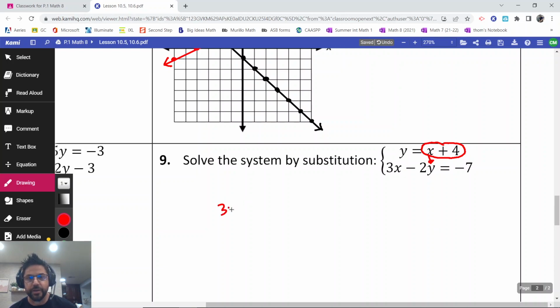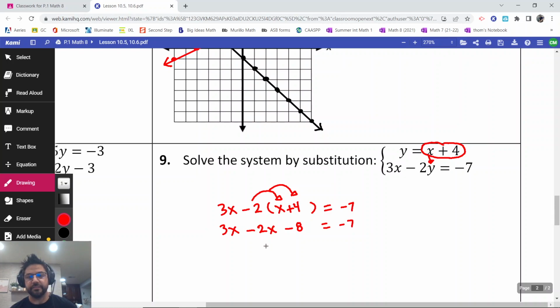All right, this gives us a new equation. 3x subtract 2 multiplied by, well, whatever we circle, so I'm going to write x plus 4, and that's going to be equal to negative 7. So the 3x stays the same. I use my distributive property. And then we'll solve our equation.